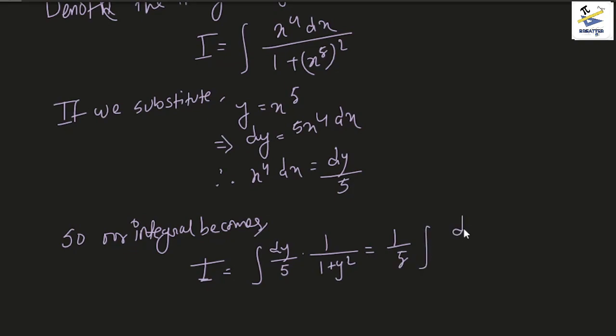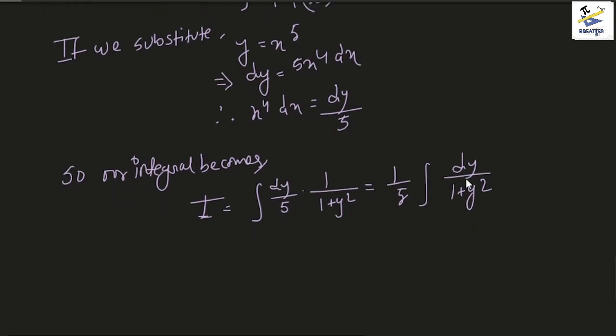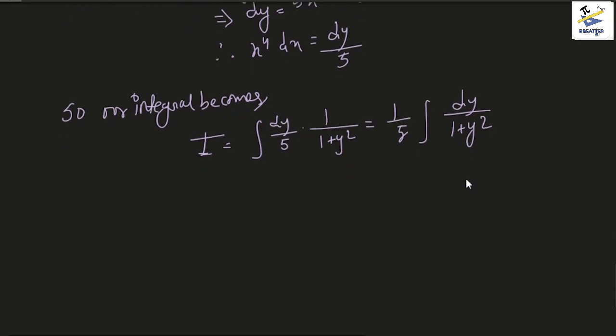So taking the constant outside, we get 1 by 5 integral of dy by 1 plus y square. Now since we already know the integral of 1 by 1 plus y square is tan inverse y, but if we hadn't known that, what we could have done is use trigonometric substitutions in problems where we have something of the form 1 plus x square or 1 plus y square in the denominator or in the numerator.